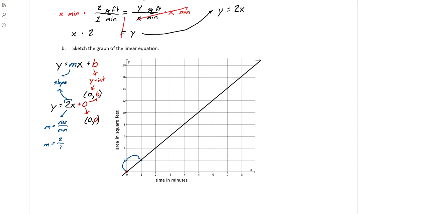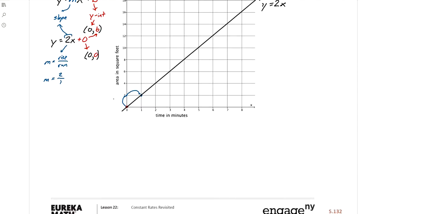Now I'm just going to finish this up by putting an arrow just on this end because we're measuring time in minutes here. We can't continue going this way because you'd have negative minutes and that's just not a realistic thing. And I'm going to make sure I label it with my equation. So y equals 2x. All right, there we go. So we sketched the graph of the linear equation.